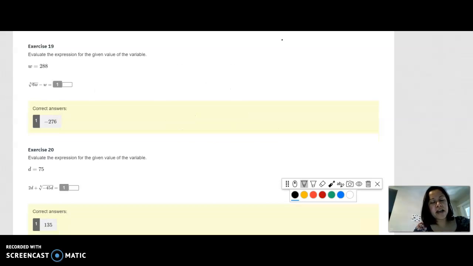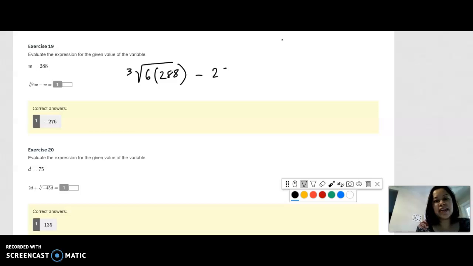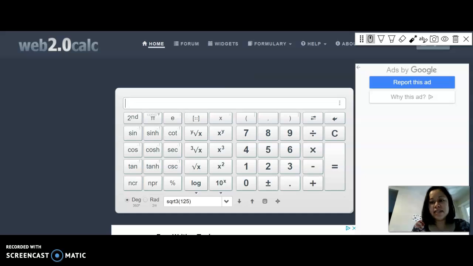Number 19, evaluate the expression for the given value of the variable. So again, we're plugging in the number into our variable w. So this is the cubed root of 6 times 288 minus 288. So you're going to multiply the 6 and the 288. Don't be afraid to use a calculator.